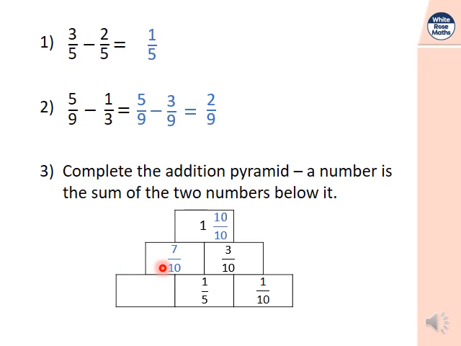we would do 7/10 take away 1/5 to find this missing one. But again, our denominators are not the same. So what we should have done was converted 1/5 into 2/10. Now we're doing 7/10 take away 2/10 is 5/10. And just for a little quick thing, what would 5/10 be as an equivalent fraction? It would be a half. Well done if you managed those.